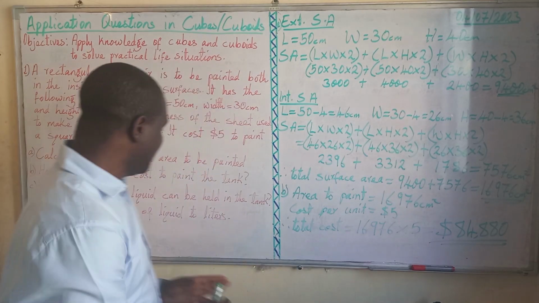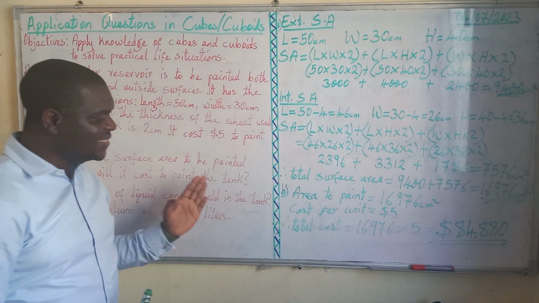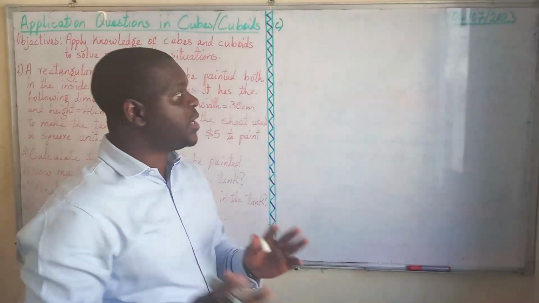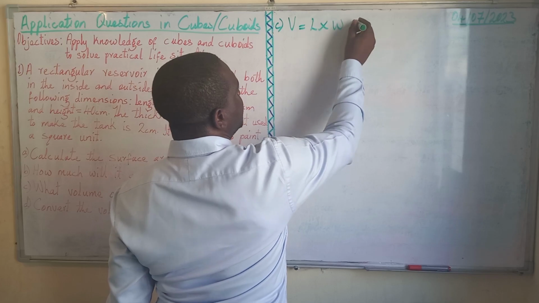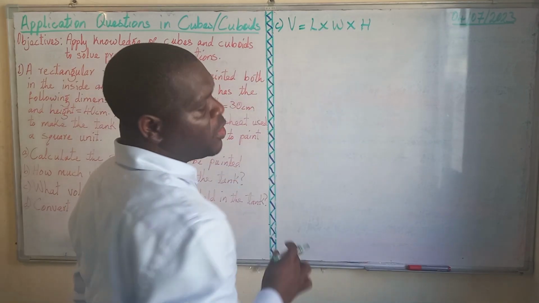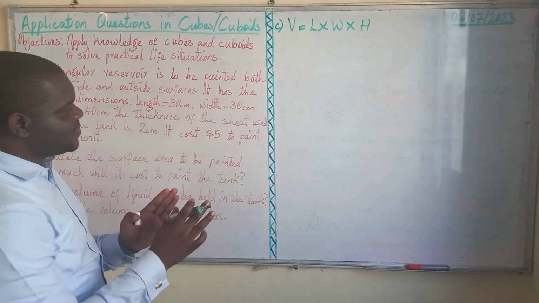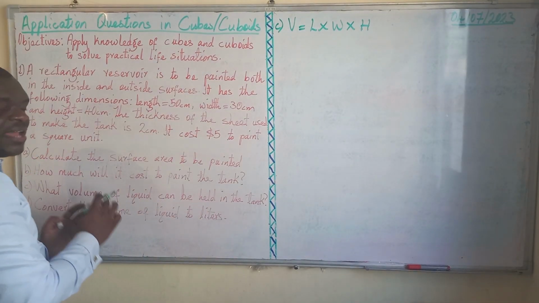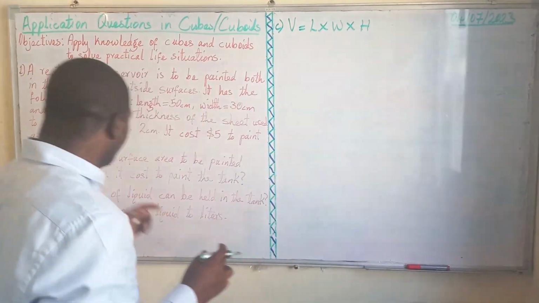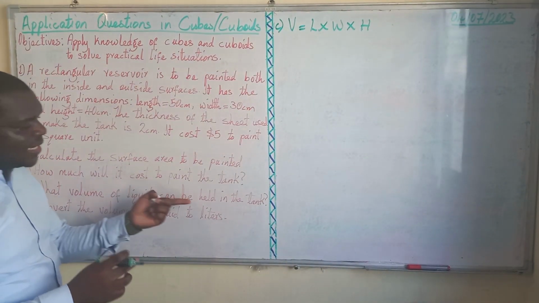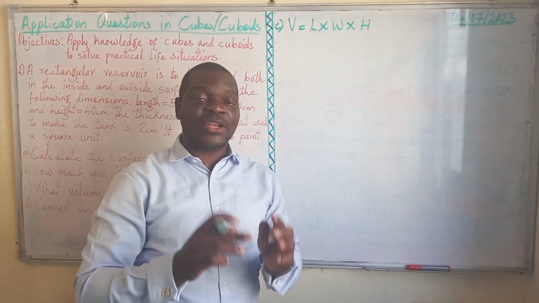Now let's move to the C part, which is asking us what volume of liquid can the tank hold. The rule to calculate the volume is equal to length times width times height. But we must be careful here because we have two dimensions: we have for the internal and for the external. If they're asking us of the volume, what quantity of liquid the tank can hold, then we are going to use the internal and not the external.